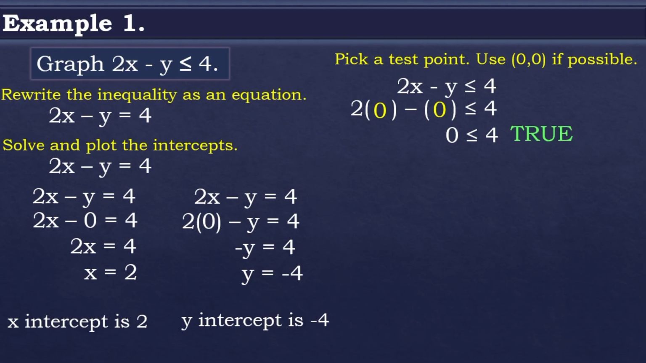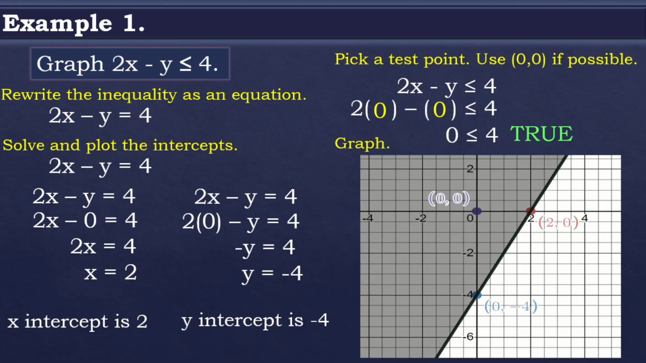Okay, so therefore, if we will be graphing that, ito po yung ginraph natin kanina. So, ito, pinlot natin yung (2, 0), and then yung (0, negative 4). Tapos, ito yung ginamit nating test point na (0, 0). So, since nag-true siya dito, ibig sabihin, yung test point mo is part of the solution. So, dun ka mag-shade, hindi dito sa kabilang side.